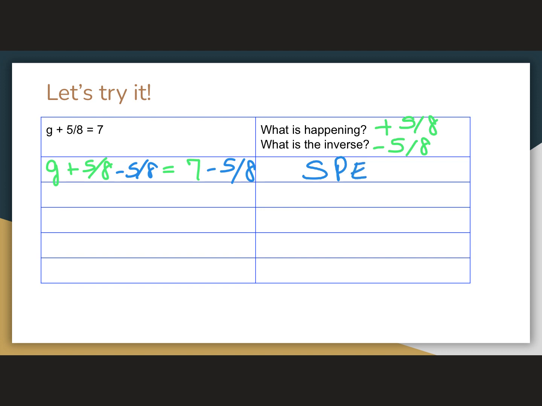So over here, plus 5/8 minus 5/8 is going to cancel. This is where we're combining like terms here. So over here, I'm left with g. The other side, I have 7 minus 5/8, which gives me 6 3/8. Okay. So go ahead and try yours on your own, and I will see you all in class.